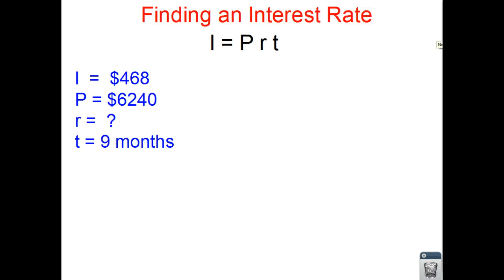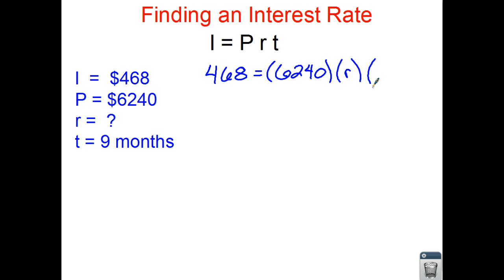The third type, they have given us the interest, they've given us the principal, they've given us the time in months, which is a little different. We'll talk about that. And we are now missing the percentage rate. So the steps are still the same. Let's plug in what we know. We don't know the rate. We do know the time.